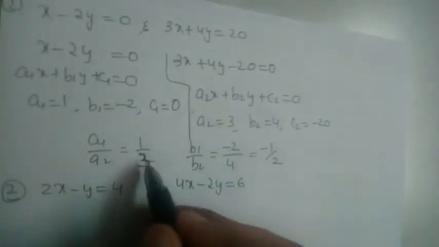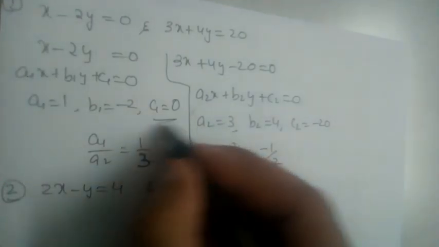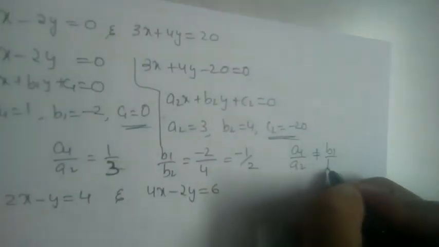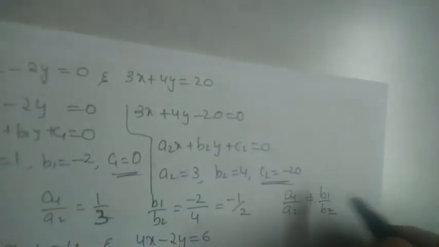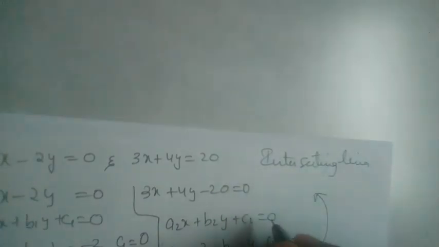So are these two ratios equal? One is 1 by 3, one is minus 1 by 2. They are not equal. We need not worry about what is c1 divided by c2, because a1 by a2 is not equal to b1 by b2. Now tell me what type of lines are these? Are they intersecting lines, parallel lines, or coincident lines? They are intersecting lines because the first condition is satisfied, right? How many solutions will it have? Only one solution. Now the lines are consistent or inconsistent?